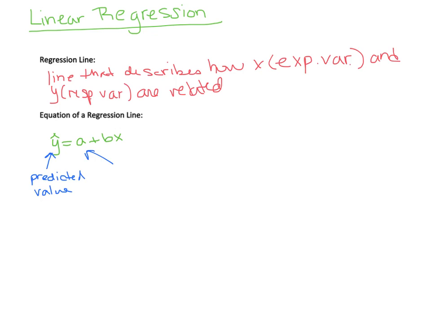The a is our y-intercept. And I know in previous classes you've probably seen b as your y-intercept, but just remember the number by itself is the y-intercept, and in this case our b, which is the number with the x, is our slope.